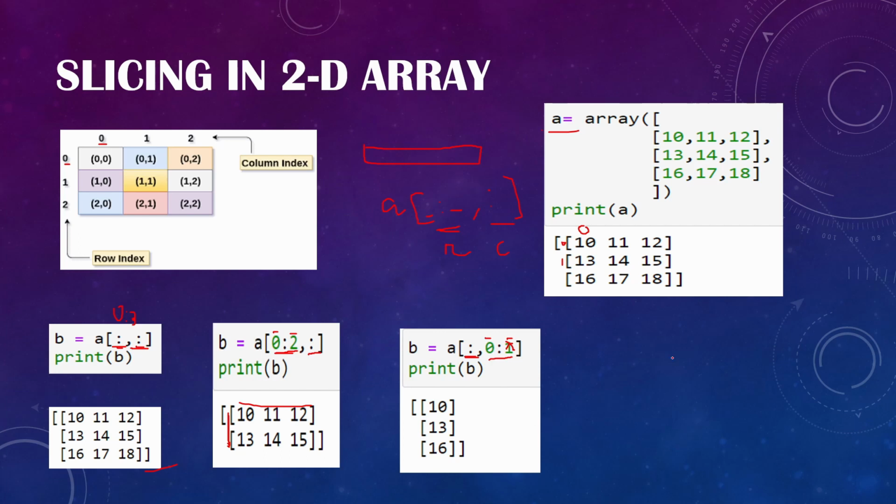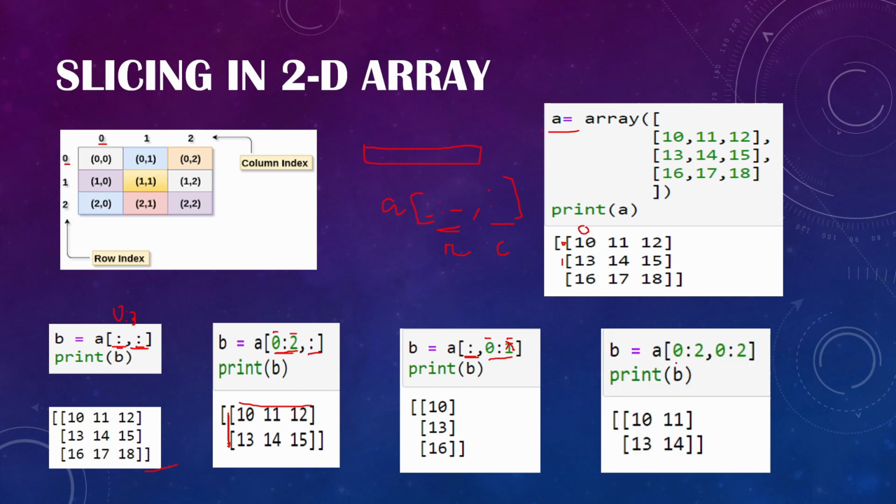Okay, now let us understand the last example. Here inside the row we are giving 0 colon 2, that is we are getting the first 2 rows. Inside the column slicing we are giving 0 colon 2, that is we are getting the first 2 columns. So basically what we are doing is extracting the first 2 rows and the first 2 columns. So this was about slicing an array. The same concepts also apply on lists and strings.